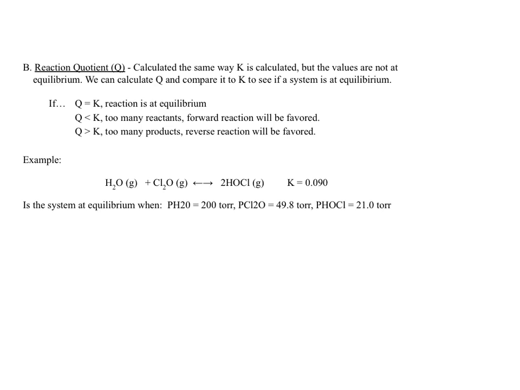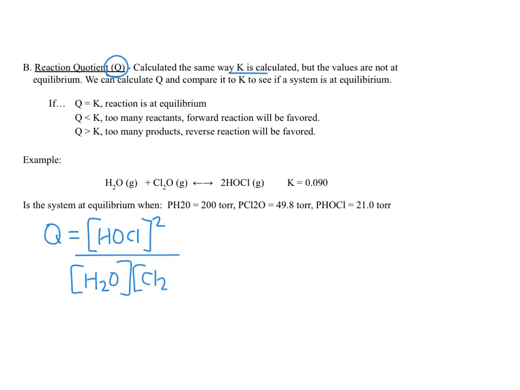Okay, we're also going to be calculating something called the reaction quotient, which is capital Q. We calculate it the same way that we calculate K. So if we look at this example, calculating Q is going to be products over reactants. So I'm going to have HOCl, that's going to be squared. I'm going to have H2O on the bottom, and I'm going to have Cl2O.